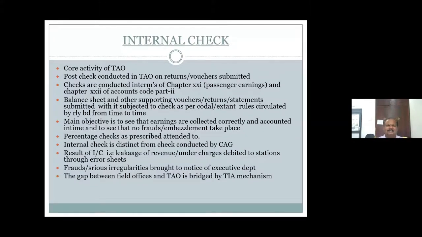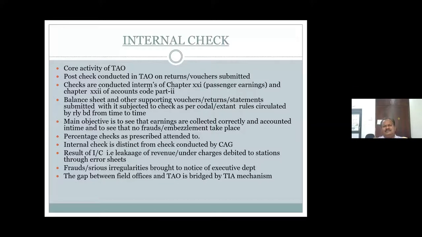Okay, right. So, the main objective is to see that earnings are collected correctly and accounted in time, and to see that no fraud or embezzlement takes place. So, this is the main objective of the internal check. We have huge transactions, nearly 2,20,000 crores of rupees collected yearly from the various stations on the Indian Railways. All of this is reflected through the balance sheets sent to the traffic accounts office, where internal check is conducted.